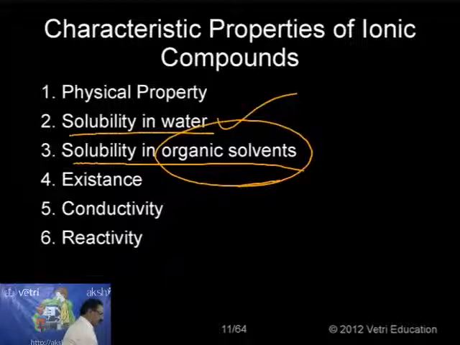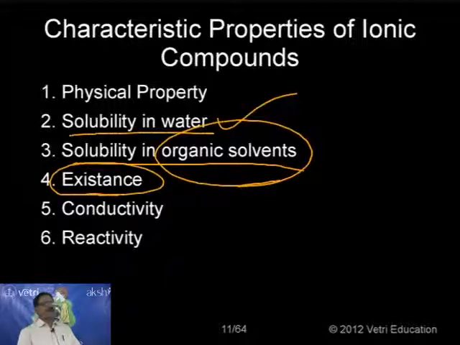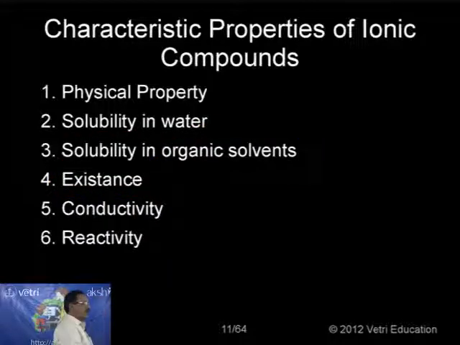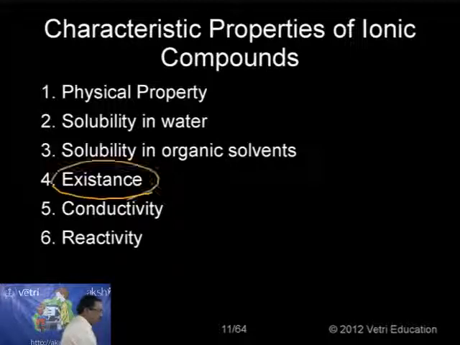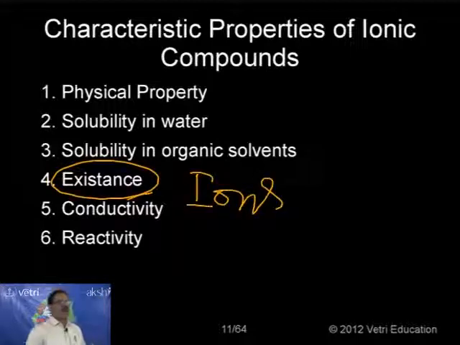The fourth property, existence. The interesting information is, in what form will this ionic compound be? Are they present in the form of neutral molecules or in the form of ions? Very clear: ionic compounds will always exist in the form of ions. In the case of sodium chloride, Na+ and Cl-, positive and negative ions will be present. So this is the existence.